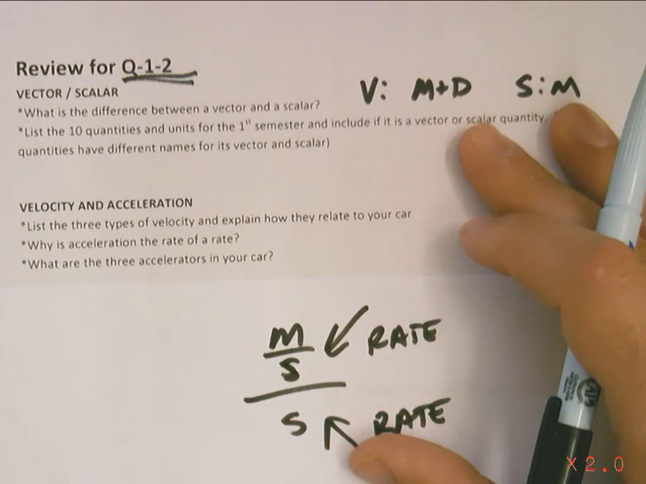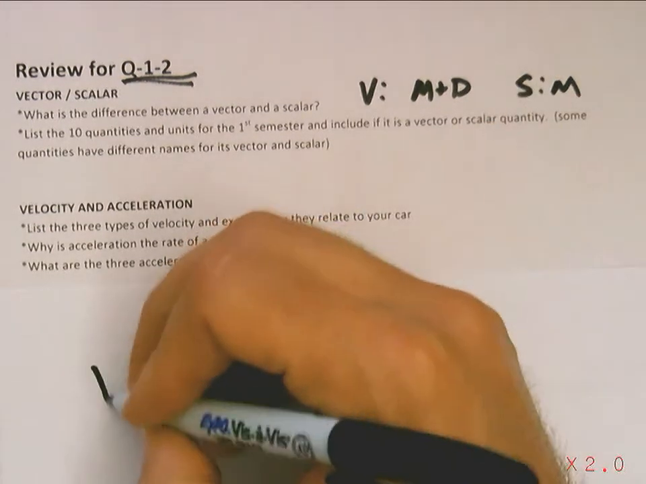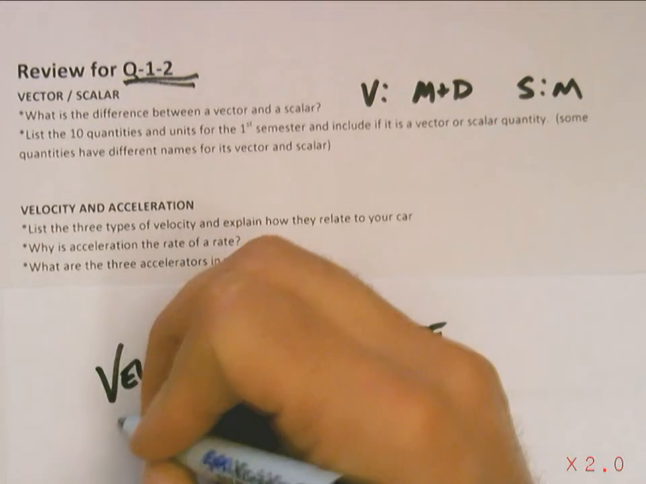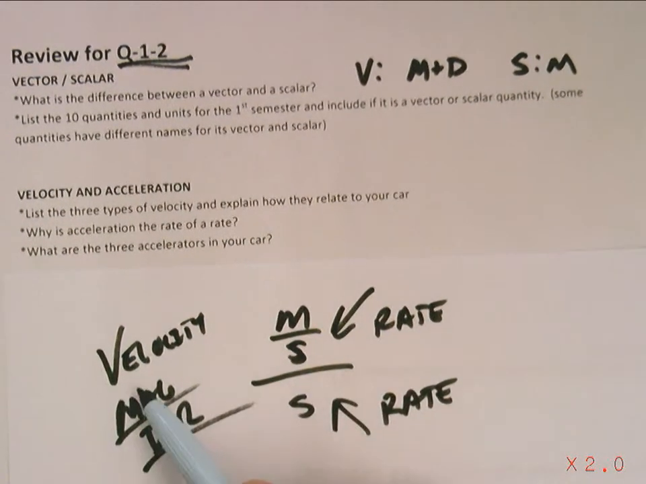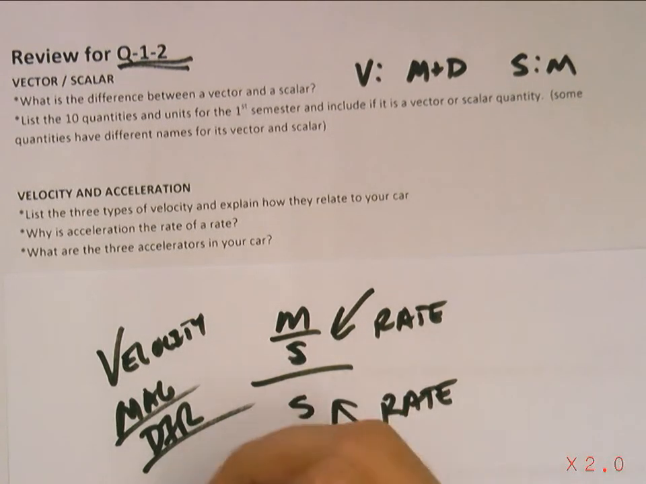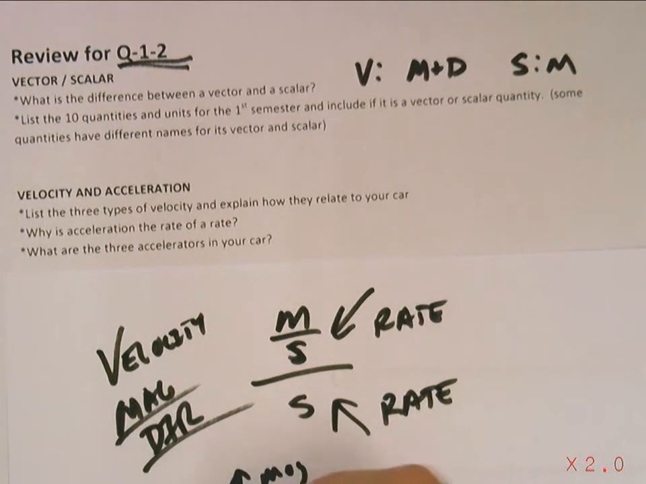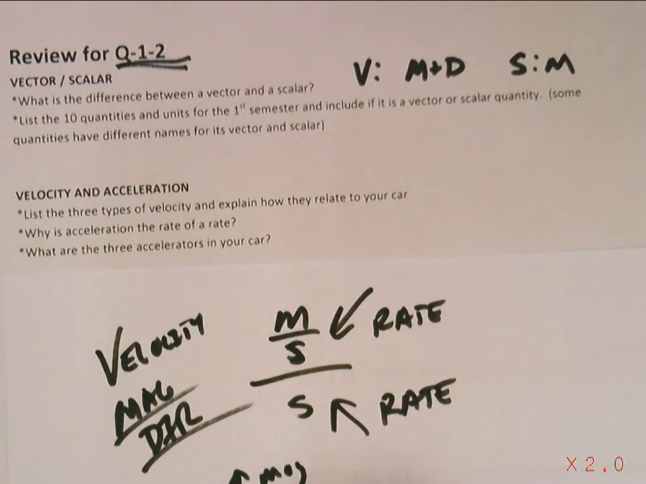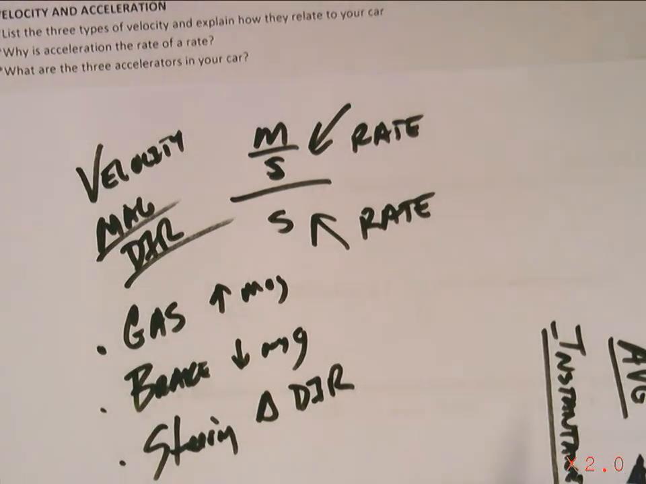What are the three accelerators in your car? Remember, to accelerate, you just need to change your velocity. Velocity is a vector, so it has magnitude and direction. So our three accelerators would be anything that either changes the magnitude or changes the direction. The obvious one is your gas pedal. That increases your magnitude. But don't forget, you also have your brake pedal, which decreases your magnitude. And the one everybody forgets, your steering wheel is also an accelerator, as it changes your direction. So if you change your direction, or you change your magnitude, you've technically accelerated.